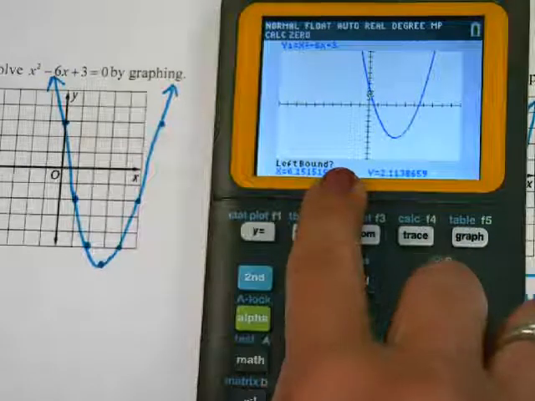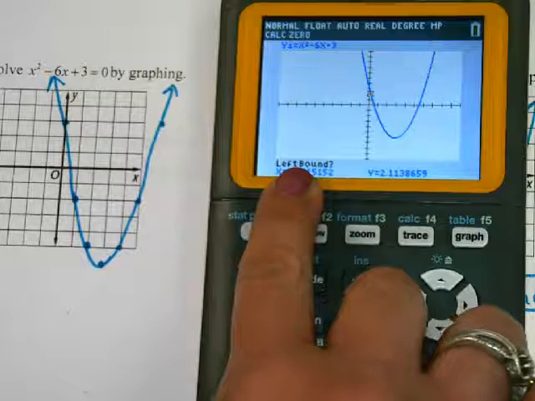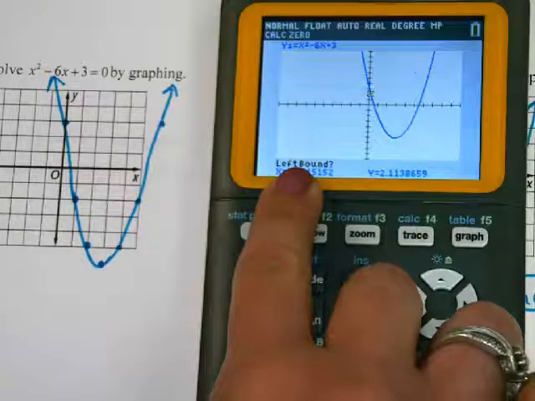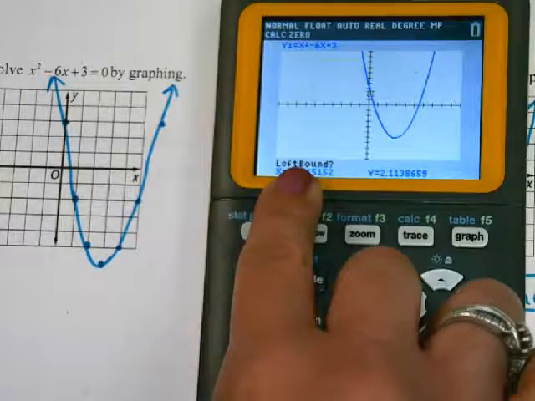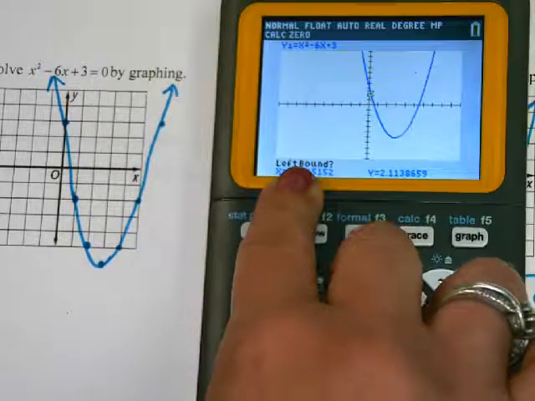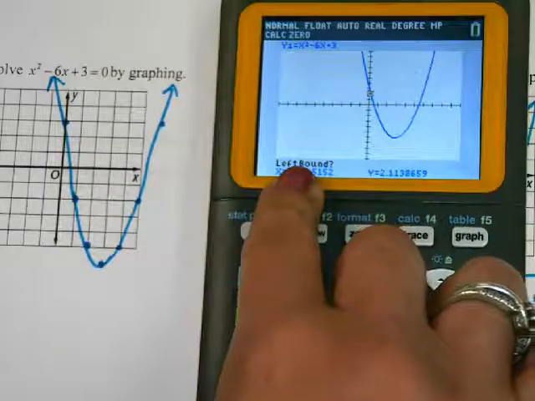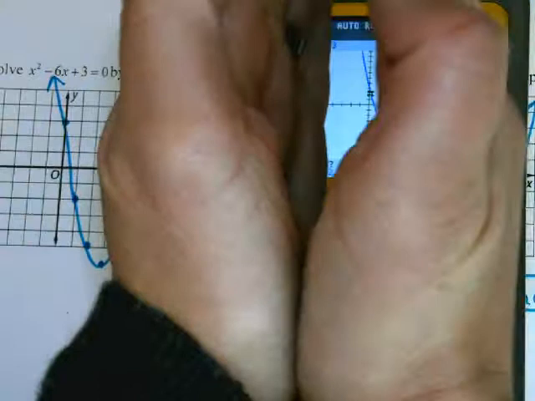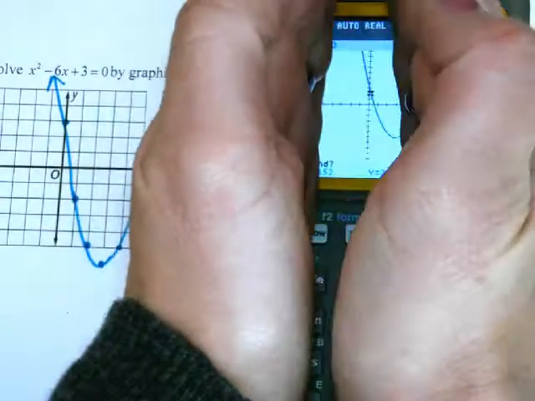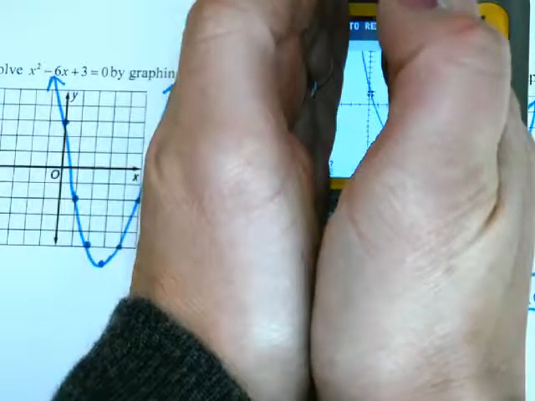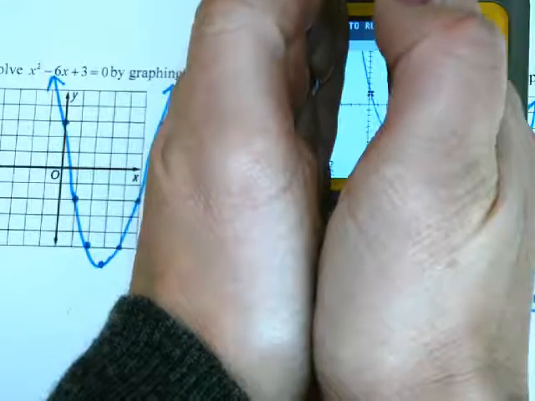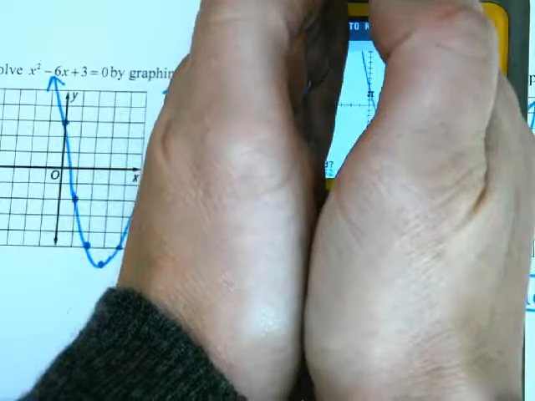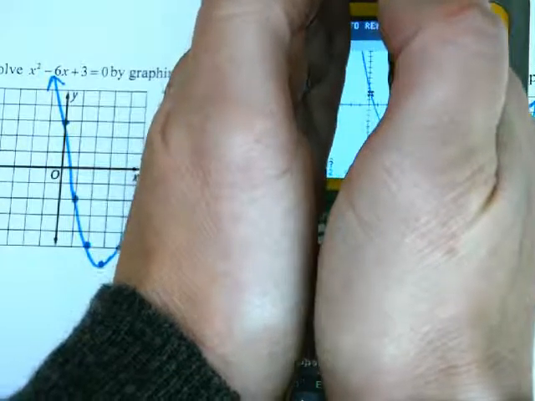So it says the left bound. First question it's asking is the left bound. Are you on the left side of my 0? Okay, I'm going to tell your calculator, look somewhere in between, let's see if I can do it. Somewhere in between here and here. Somewhere between those two values, I have a 0 value.